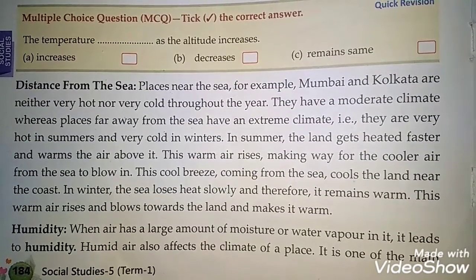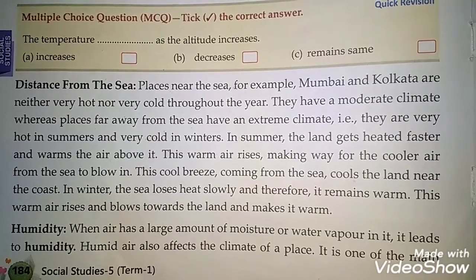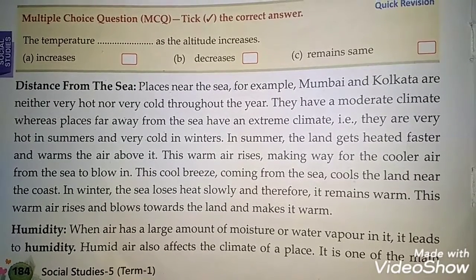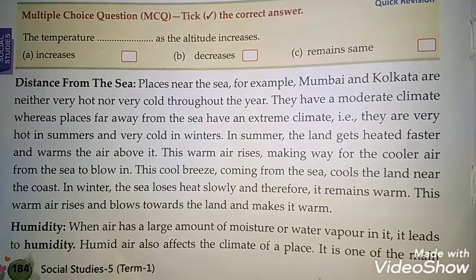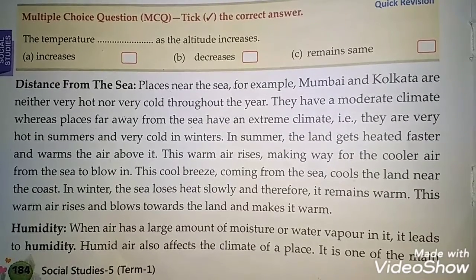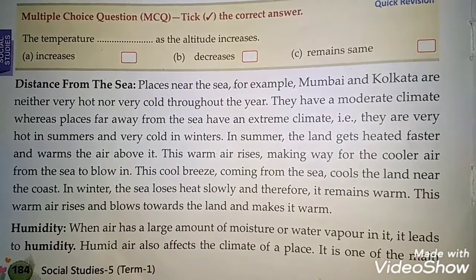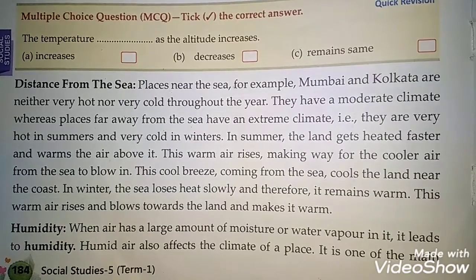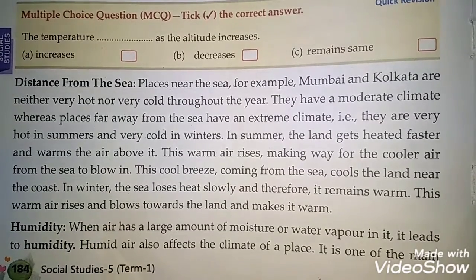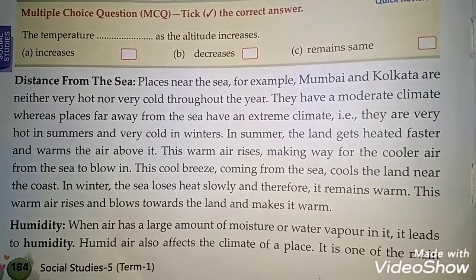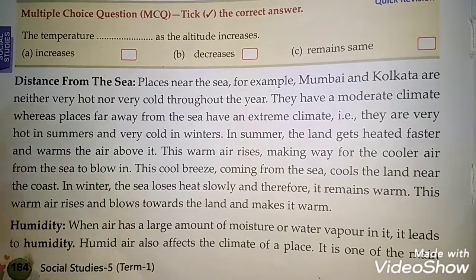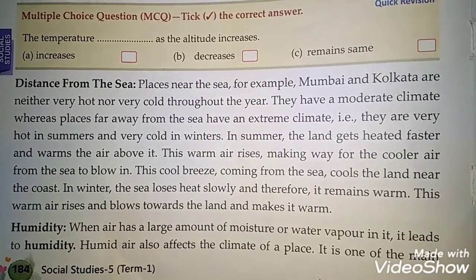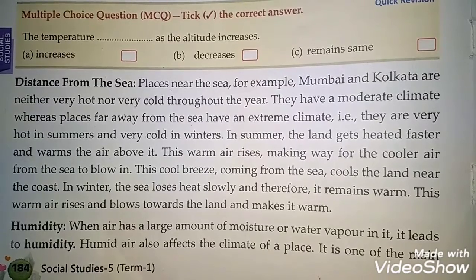Now, the places which are far away from the sea, for example Jhansi or the Bundelkhand area or Uttar Pradesh, Madhya Pradesh, these areas are very far away from the sea, so they do not get any effect of the land or the sea breeze which flows nearer to the sea areas. Now, why this happens, I will show you with an example.